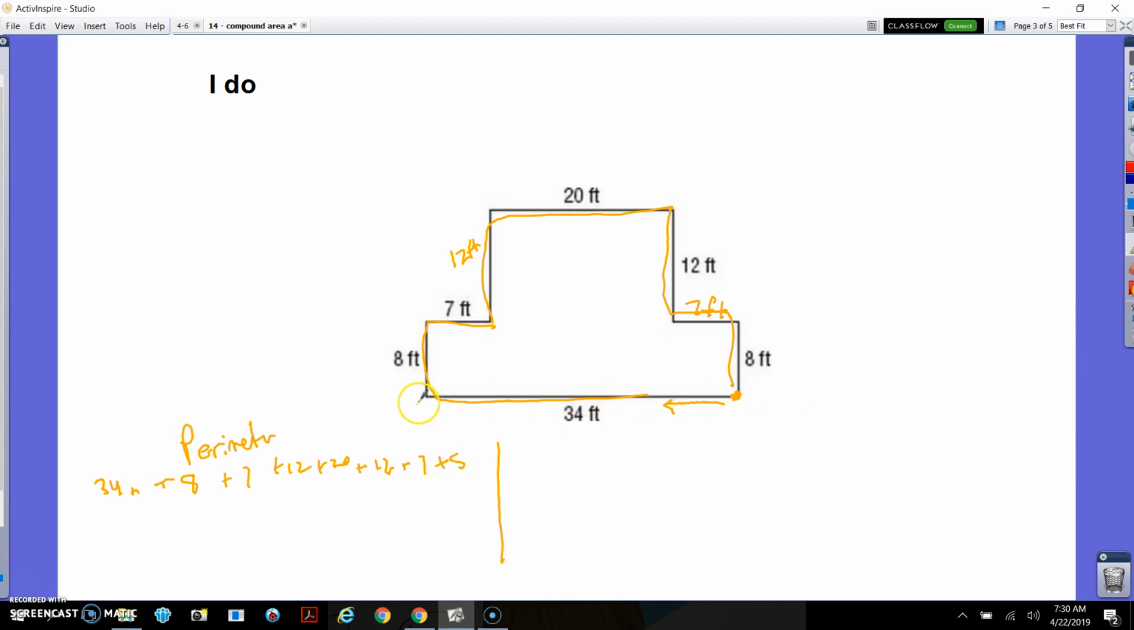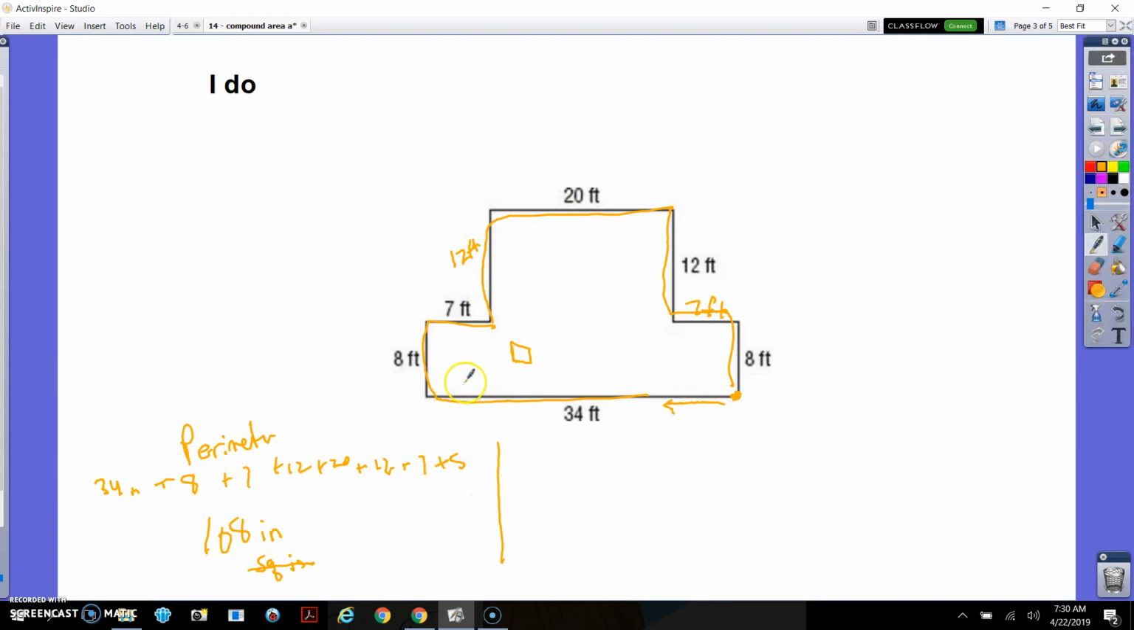So let's see, 34, 42, 49, 51, 61, 71, 81, 83, 93, 100, 108, it looks like to me. I did that really fast if you want to double check my math. But it's 108 feet around, not square feet. Remember, area is measured in square units because we tile it in squares on the inside. But perimeter is just how far it is, just any other regular length unit.